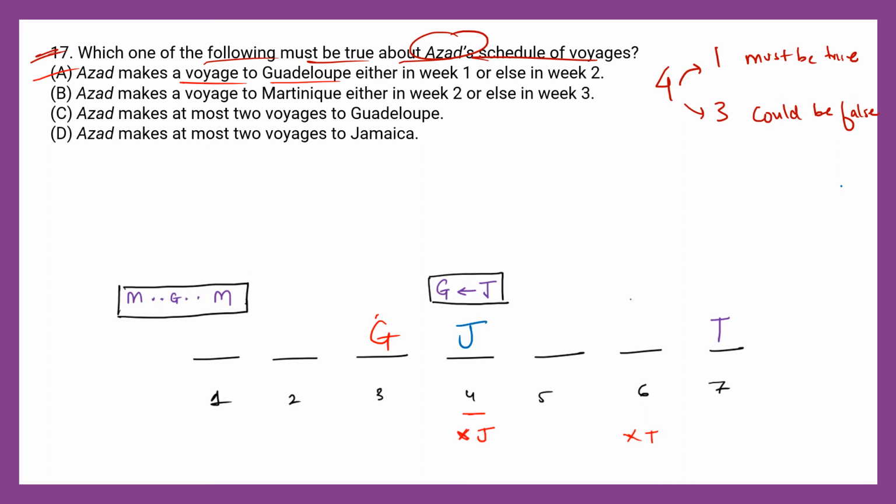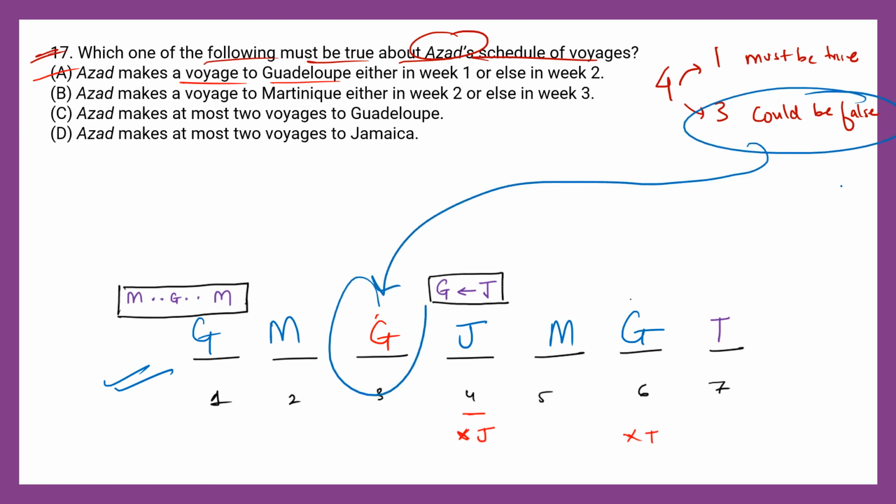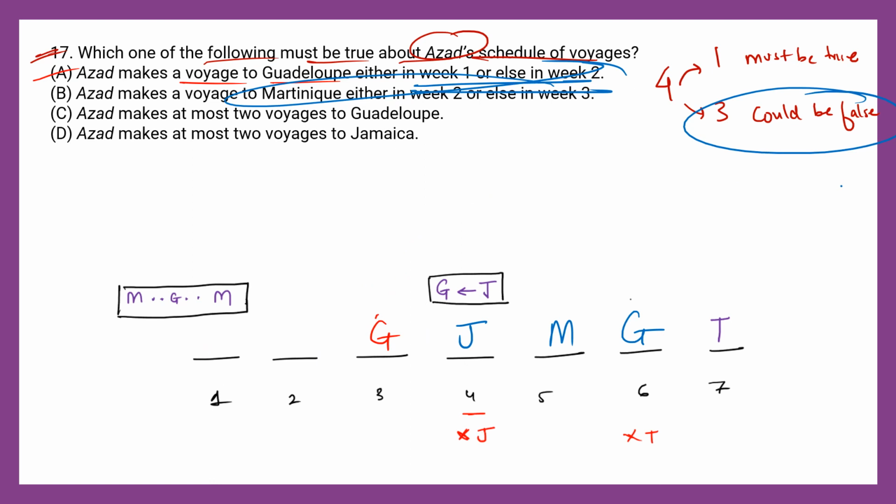I put a G here, then an M here, another M here, a G here, and a G here. This works quite okay, right? You can see that it works. So yes, it could be false, because I put a G in week number 3, which means that it does not have to be in week 1 or 2. Like that, you have to pick the options and see whether they could be false.